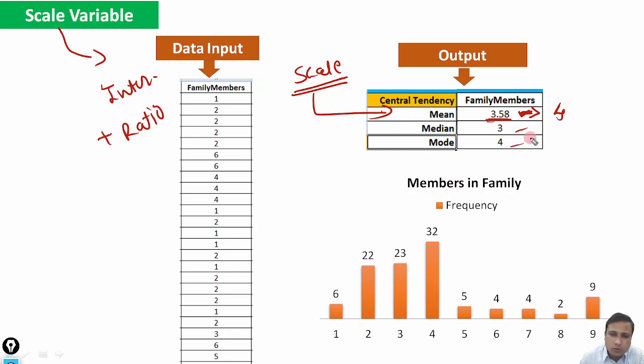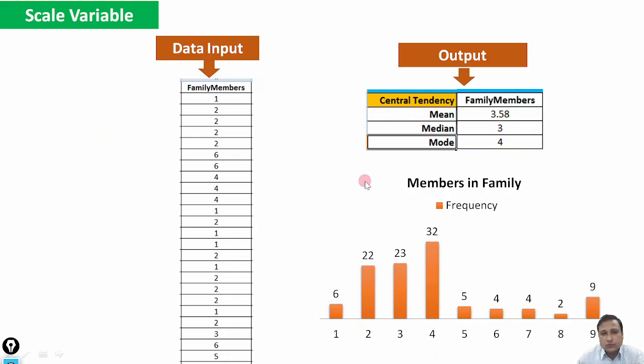Median already we know, mode already we know. Here is the mode: 32 respondents with 4 members in a family. That is why this bar with the highest height is known as the mode.